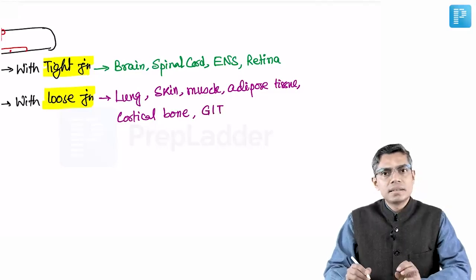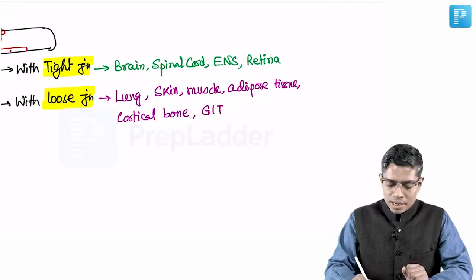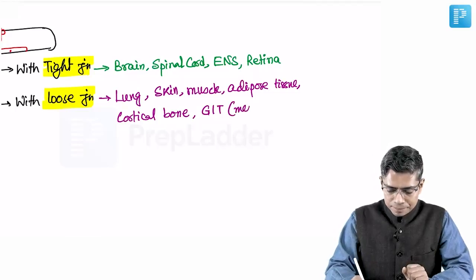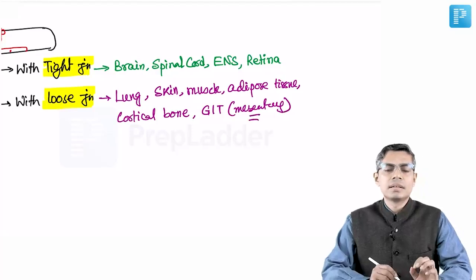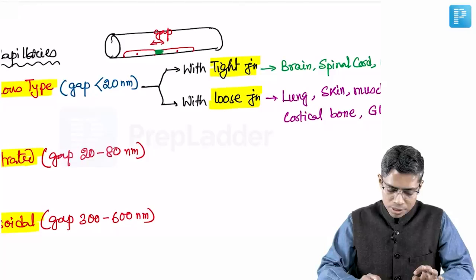Normally the GIT contains fenestrated type of capillary, that is in the intestinal villi and all. But if you look at the mesentery of the GIT, then it also contains continuous type of capillary, right? So these are the examples that you have to remember.